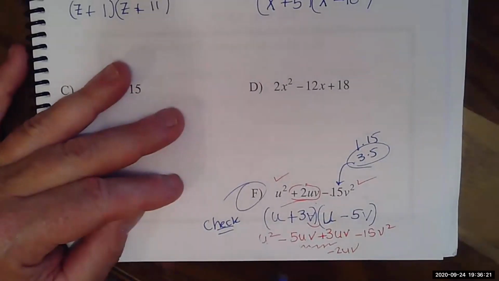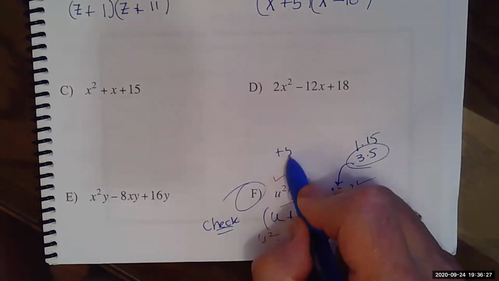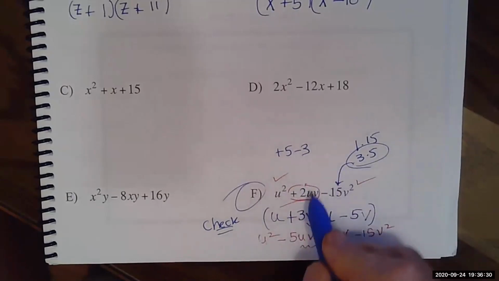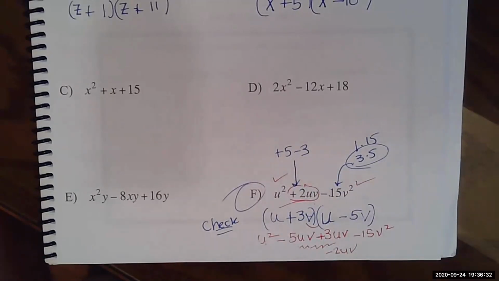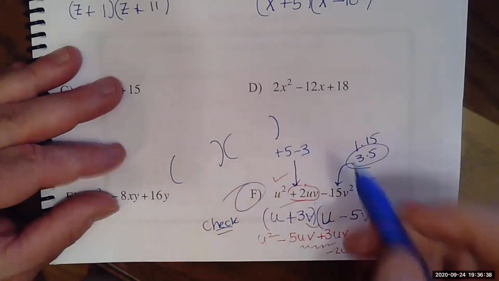Oh, okay. So you're saying put the 5 where the 3 is, the 3 where the 5 is. Right, because if 5 was positive and 3 was negative, you get the positive 2. Right. So good fix. So here's your final answer.